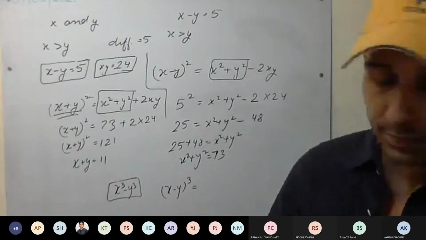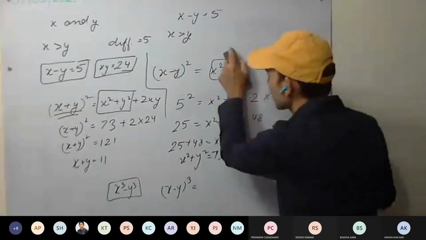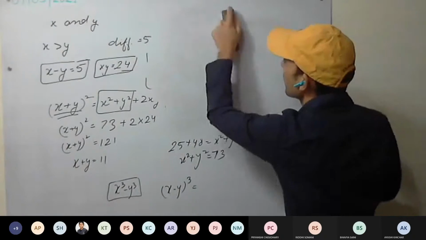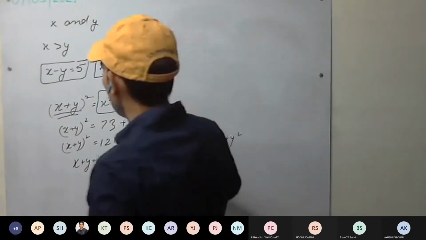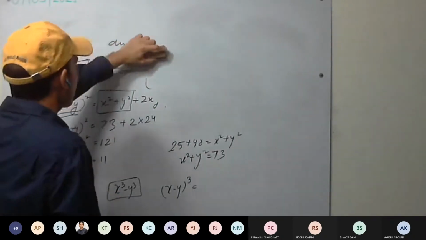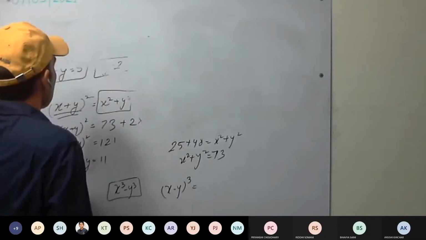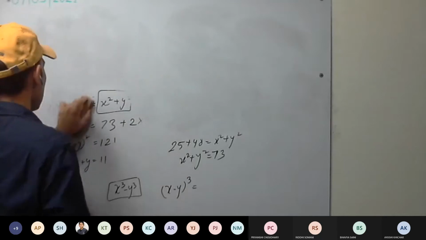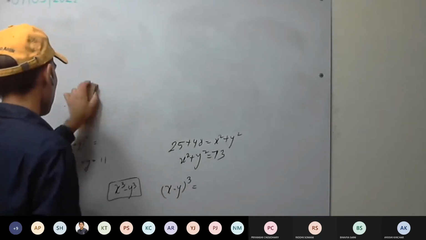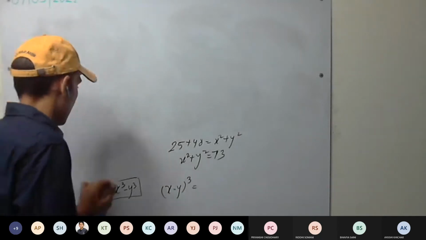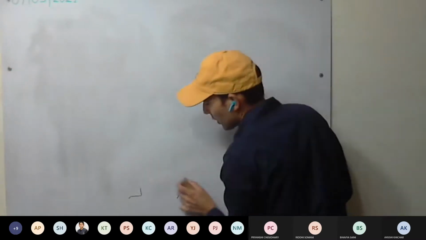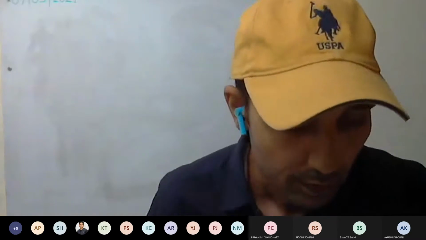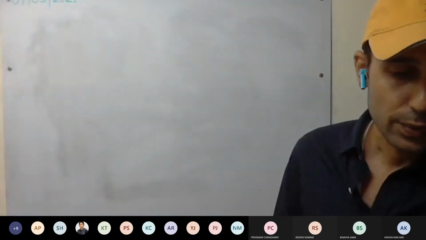Solve the 16th one. Read the question and solve it yourself. Do it fast. Read the question properly first. If you don't understand, ask immediately. Don't be shy. Whatever doubt, small or big, doesn't matter. Okay, do the next one. Find the value of 2x plus y.